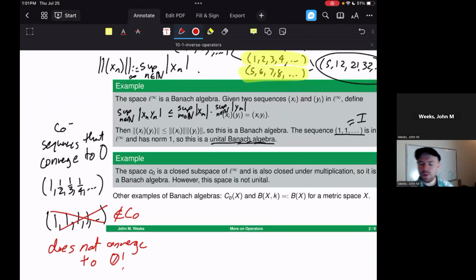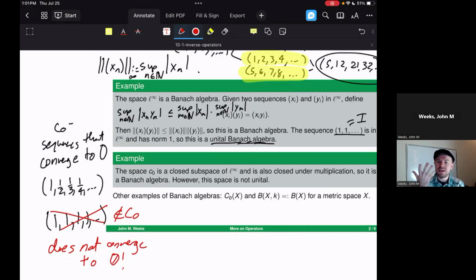So that is an example of a non-unital space. We could do the same thing for spaces of bounded and continuous functions on a metric space. So if, for example, we're in a space where X is compact, then we could define a space of bounded continuous functions on that space by just looking at all of those which are continuous. And then we could ask, okay, well, can we take two bounded continuous functions and multiply them together and still get a bounded continuous function?